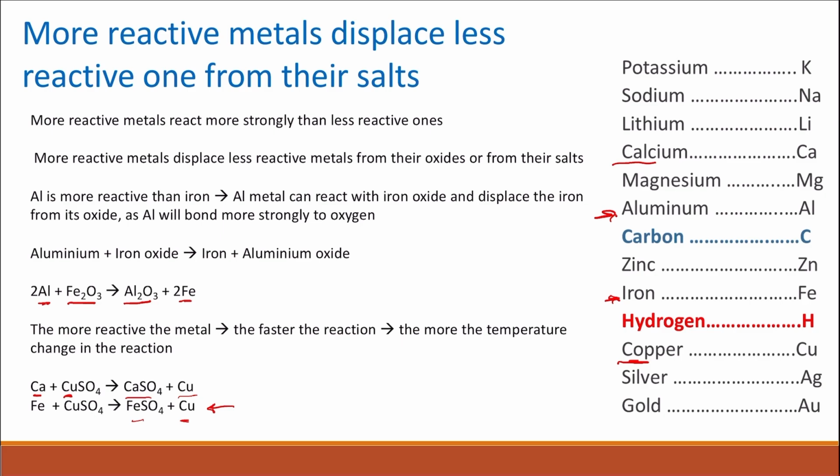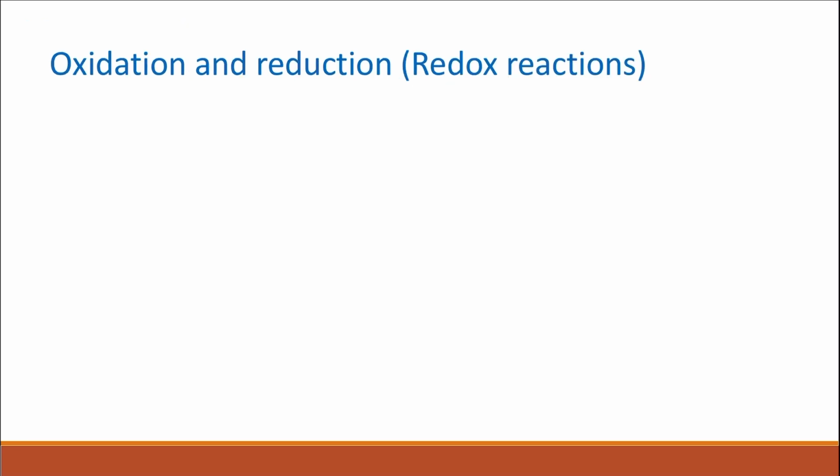Remember that if you have a metal which is less reactive, it cannot displace the more reactive metal from its salt. For example, if you react copper with magnesium chloride or magnesium sulfate or magnesium oxide, there will be no reaction because copper cannot displace the magnesium, because magnesium is above copper in the reactivity series and it's more reactive.